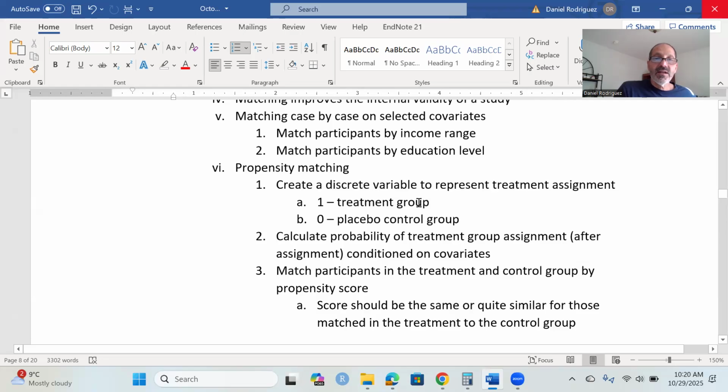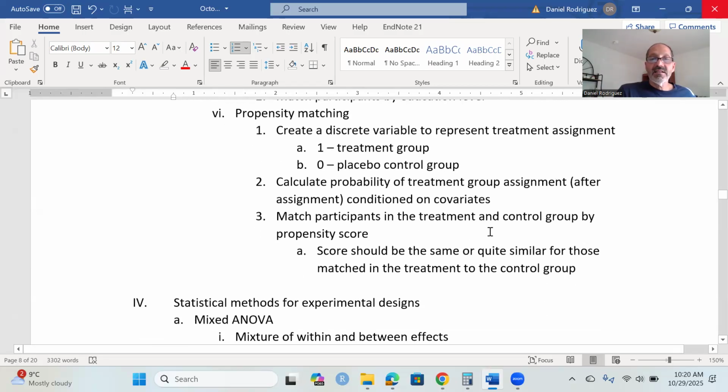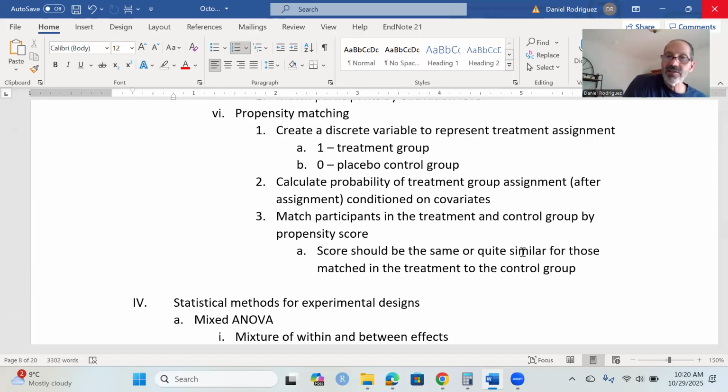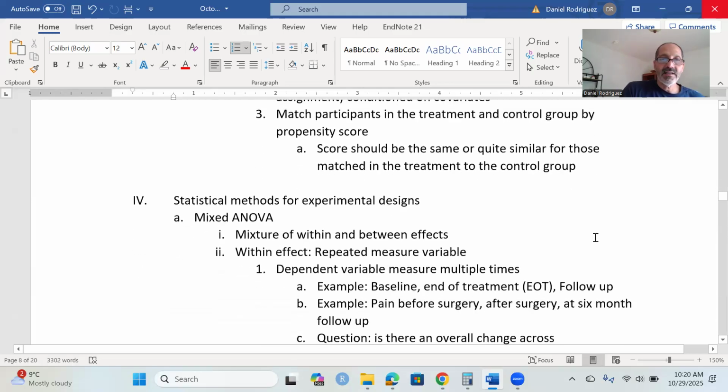I think this is really cool. You create a discrete, like a binary variable to represent treatment assignment. So you have treatment group and control group, right? So that's your variable, and then you do a logistic regression analysis. You calculate the probability of treatment group assignment, so being assigned to group one, conditional on covariates. So you match the participants in treatment and control group by a propensity score, some score that gives you the propensity of being placed in the treatment group. That's pretty cool, right? And that's way better than doing matching case by case.